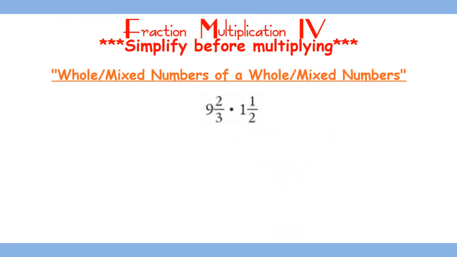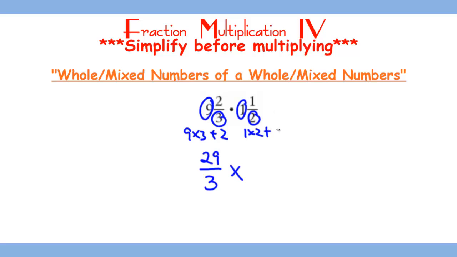In this last slide, we have mixed number times mixed number. By now, you should know that the first thing is to turn them into improper fractions. So 9 times 3 plus 2, which is 29 over 3, times 1 times 2 plus 1, 3 over 2. We will go with our hint right here, which is to simplify before we multiply. The 3 here and the 3 here can be simplified by dividing both by 3. So we get 1 here and 1 here.